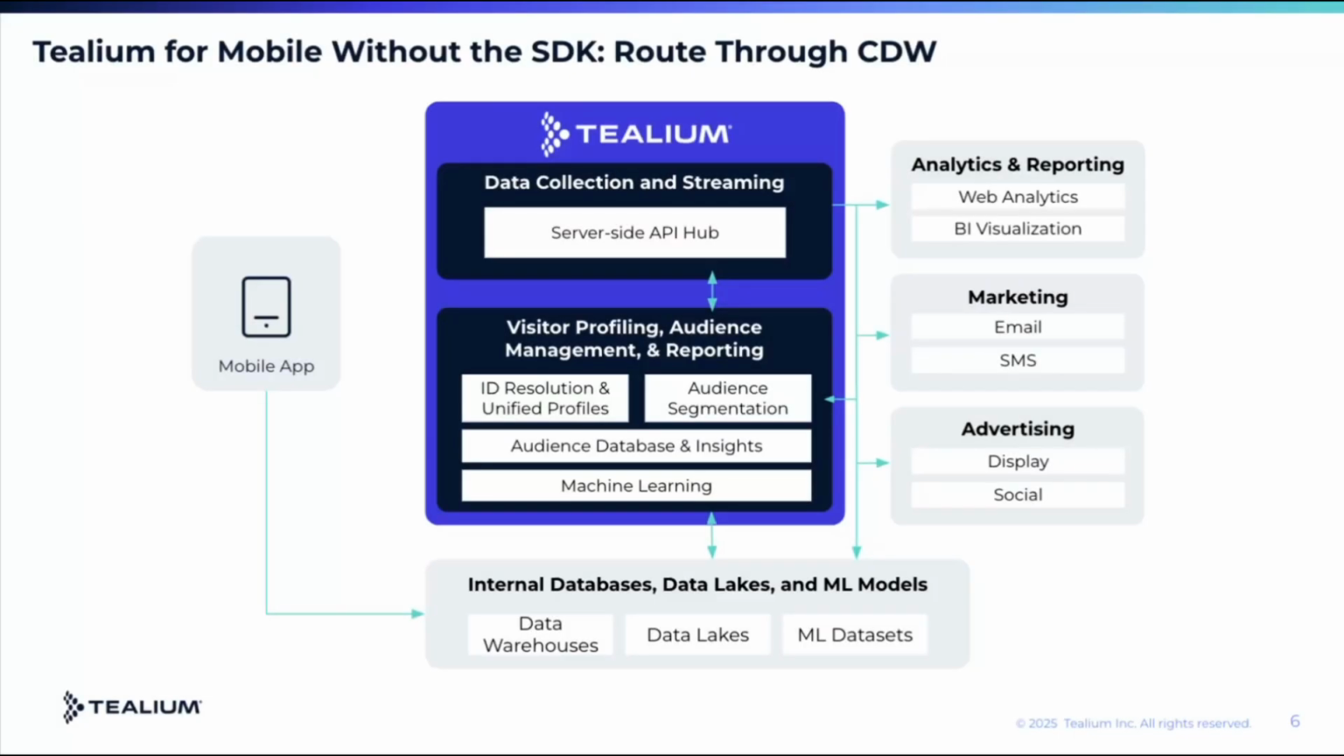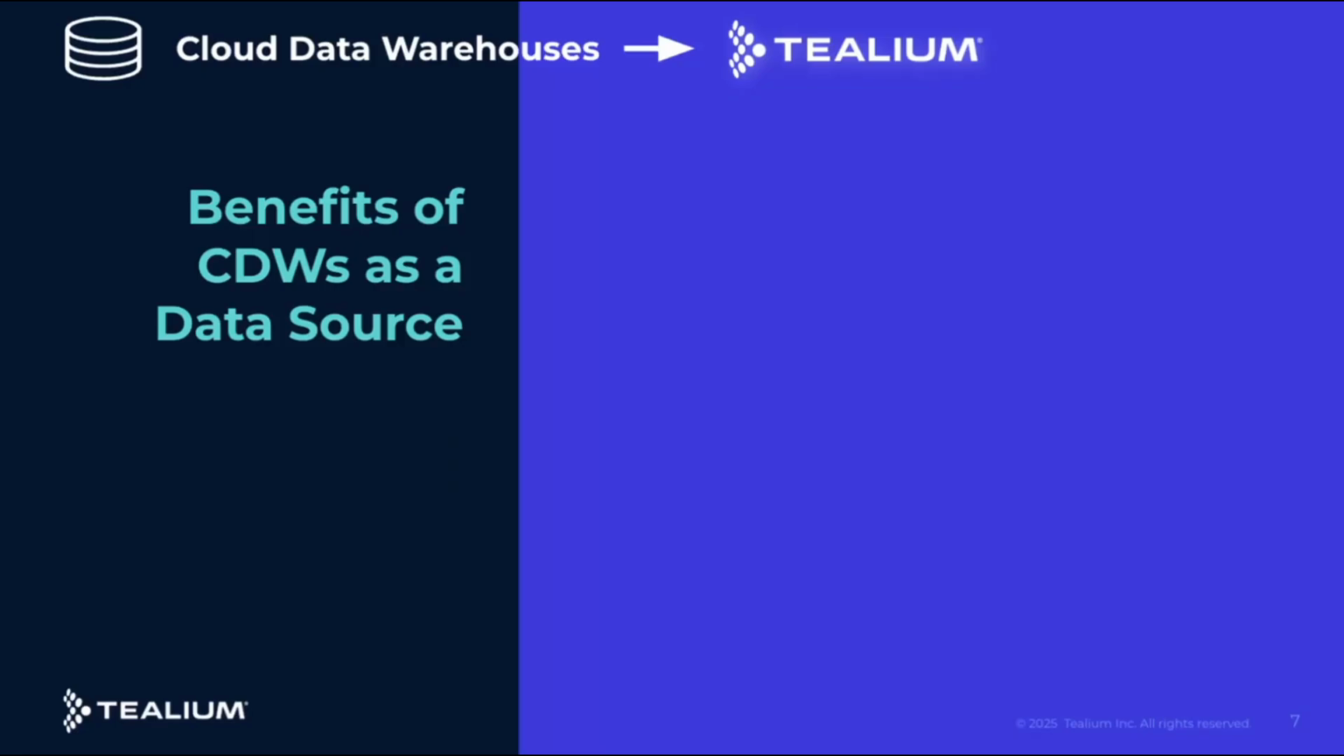For enterprises with mature data platforms, you can use your cloud data warehouse as the source. Mobile events land in your Snowflake, Databricks, or BigQuery environment, and Tealium pulls from there to activate. So this approach leverages your existing data infrastructure, ensures data governance and compliance, combines real-time mobile events with historical customer data for even richer personalization. The beauty of Tealium is this flexibility. You choose the architecture that fits your organization's needs. Now let's take a look at how cloud data warehouses fit into this mobile data story.